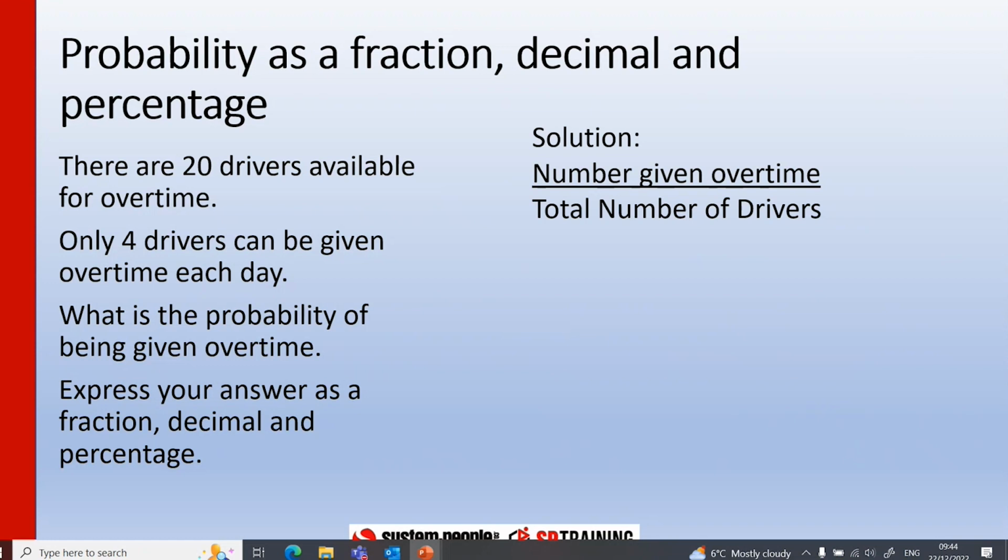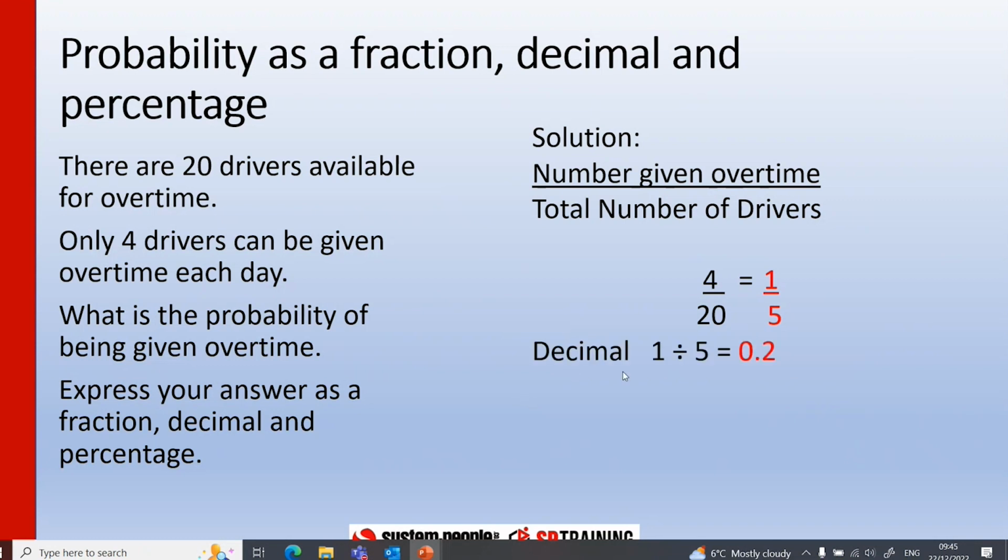Well, the solution is this. The probability we're looking for is the number given overtime over the total number of drivers. So our number given overtime is 4 and our total number of drivers is 20. So if we express that as a fraction, it'll be 4/20, which we can simplify to 1/5 because we can divide both 4 and 20 by 4. So our probability as a fraction is 1/5.